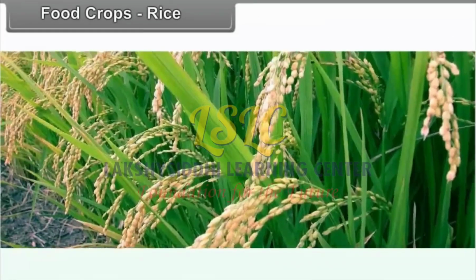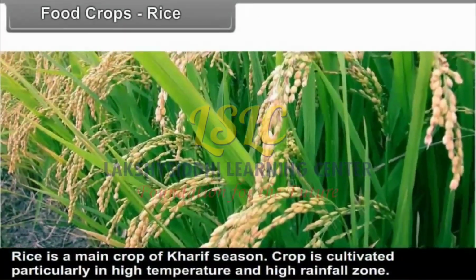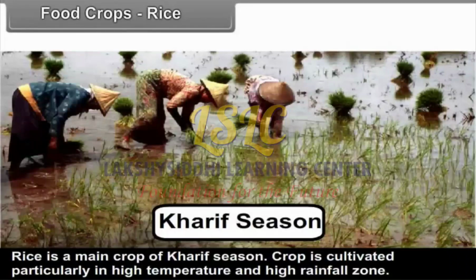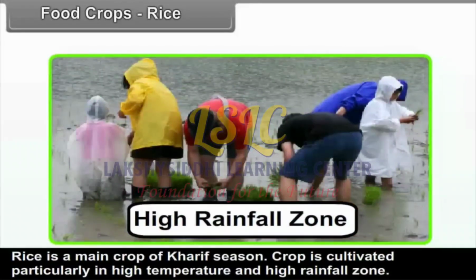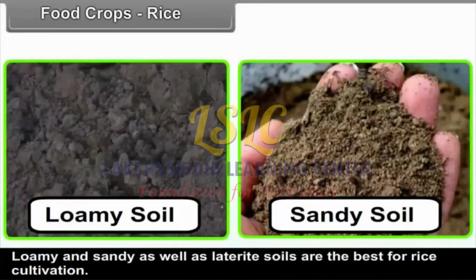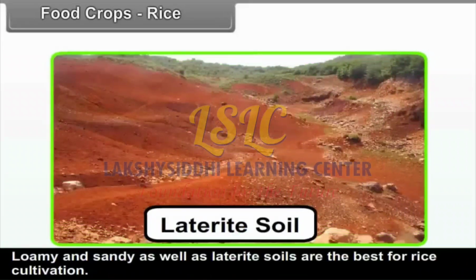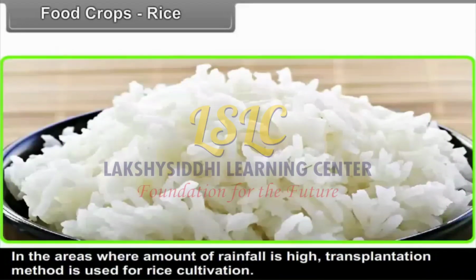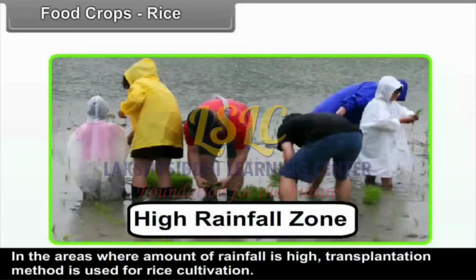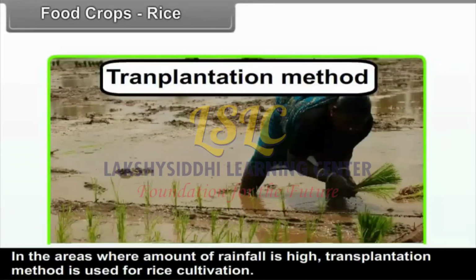Rice. Rice is a main crop of Kharif season. The crop is cultivated particularly in high temperature and high rainfall zones. Loamy and sandy as well as laterite soils are the best for rice cultivation. In the areas where the amount of rainfall is high, the transplantation method is used for rice cultivation.